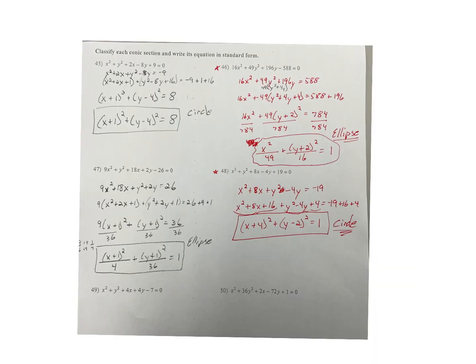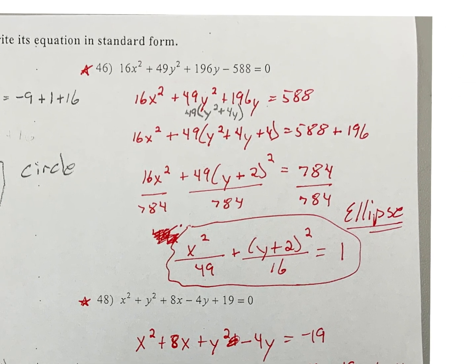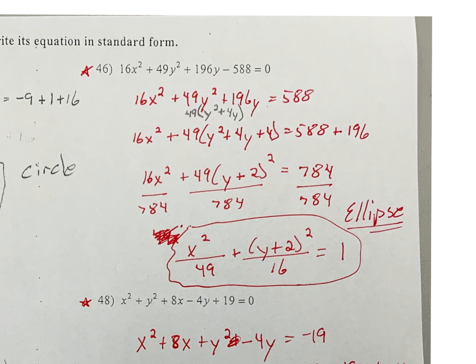All right, now let's look at the last page. We're going to look at number 2 on here. What this section wants you to do is to classify each conic section and write the equation in standard form. All right, well, let me zoom in here at 46. What we know here is we have a 16x squared and a 49y squared. So those are different. We're going to end up with an ellipse because we're going to have a different a squared and b squared term. But let's just work it out.